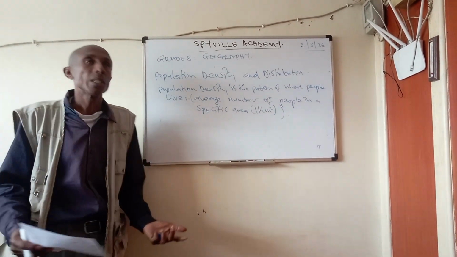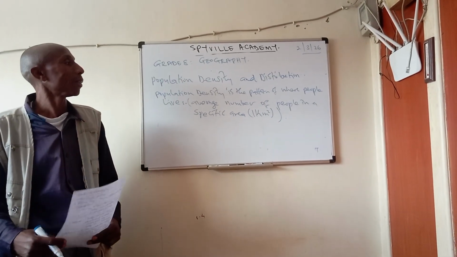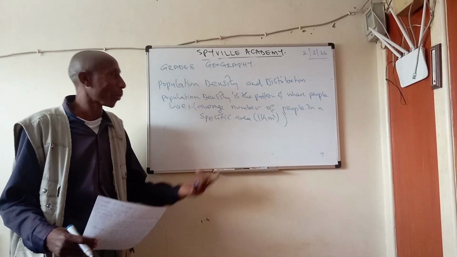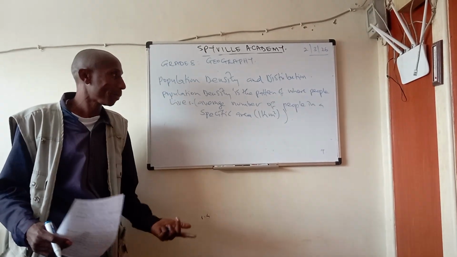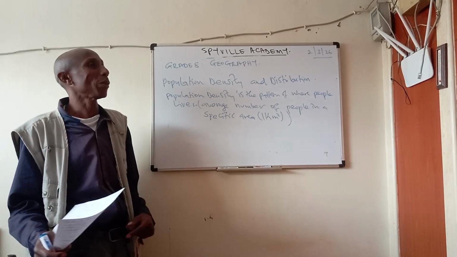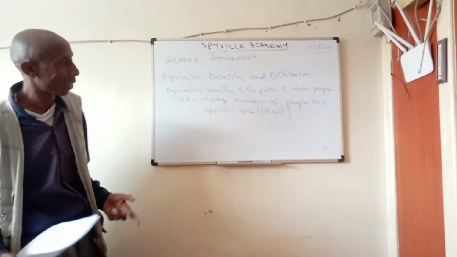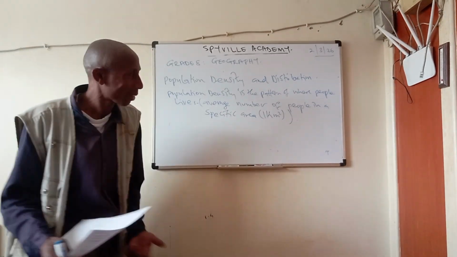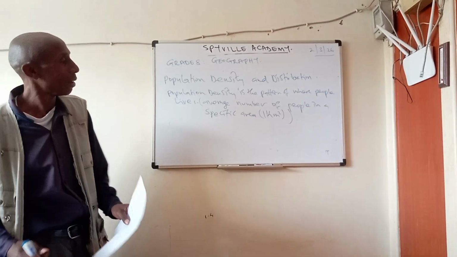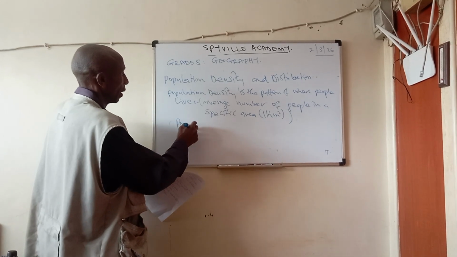For instance, there may be 10 people within 1 square kilometer. You say that area is sparsely populated. But if there may be 1,000, you may say that area is densely populated because the number is very high. So that's where the aspect of population density gets in.